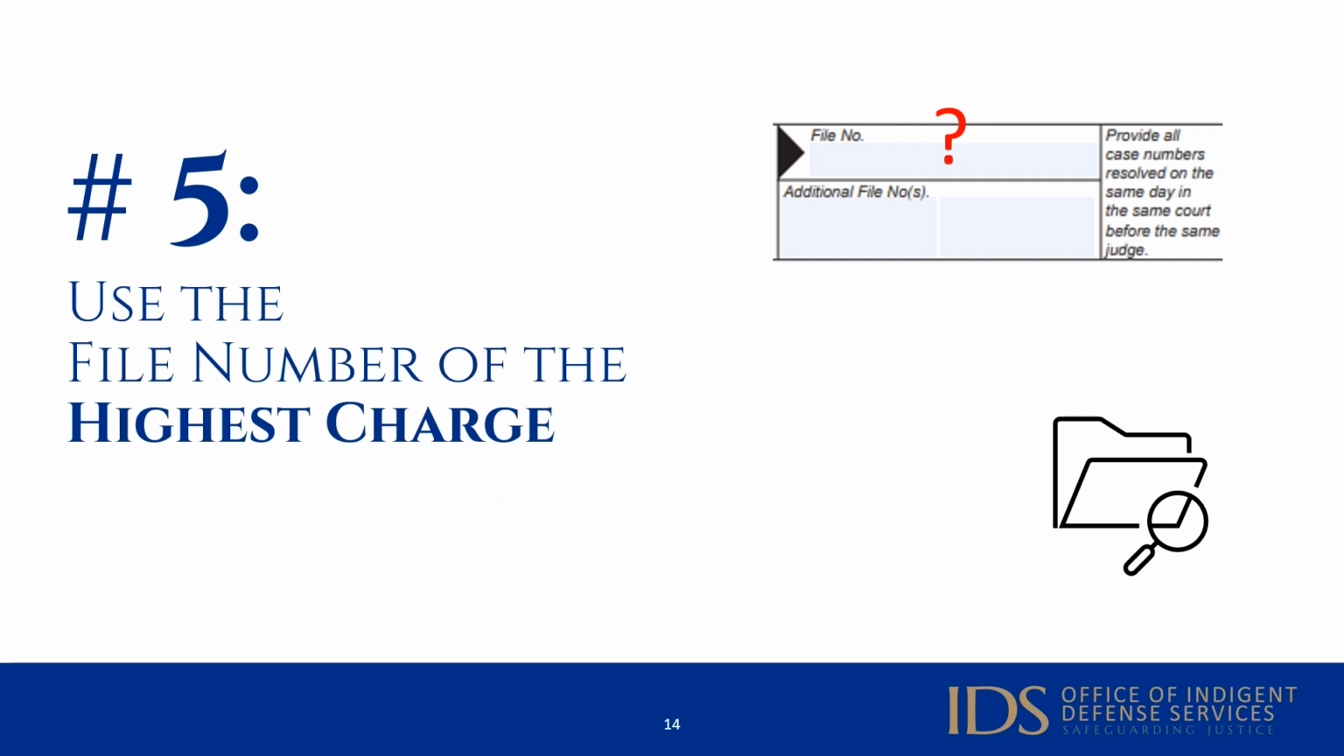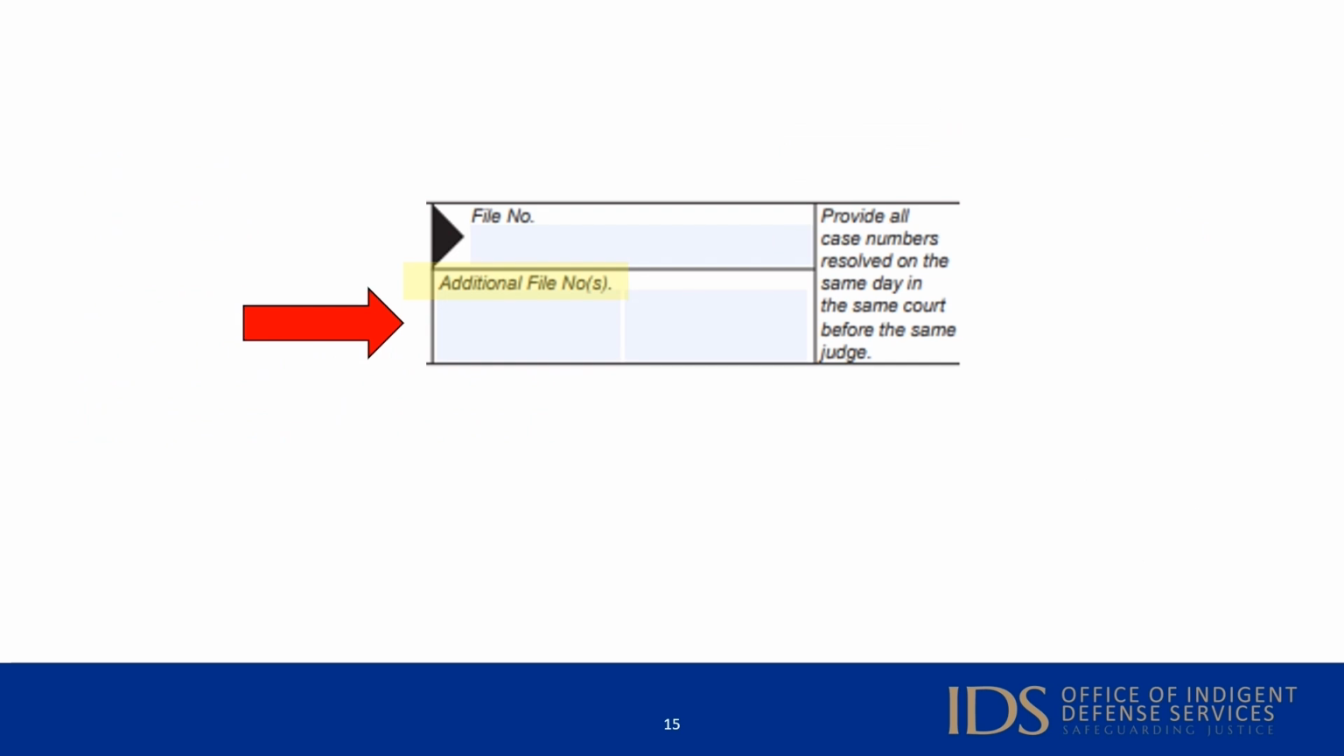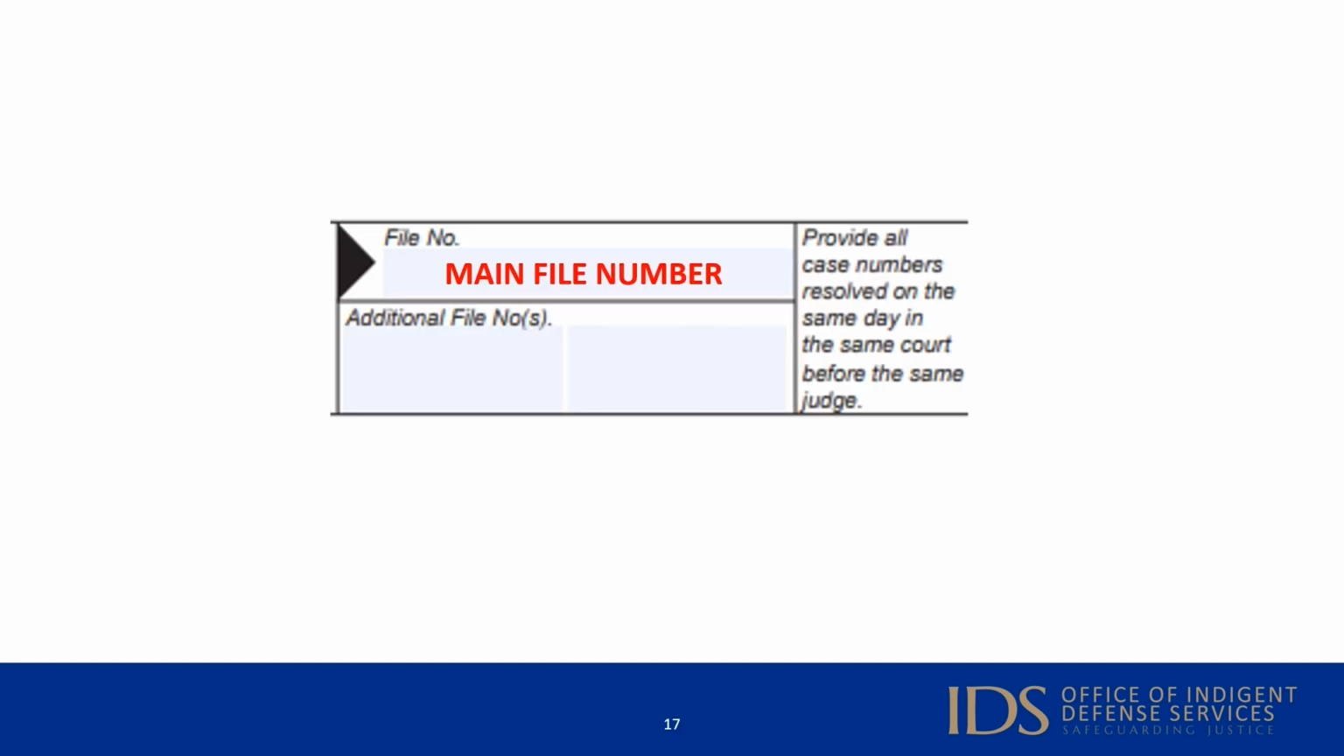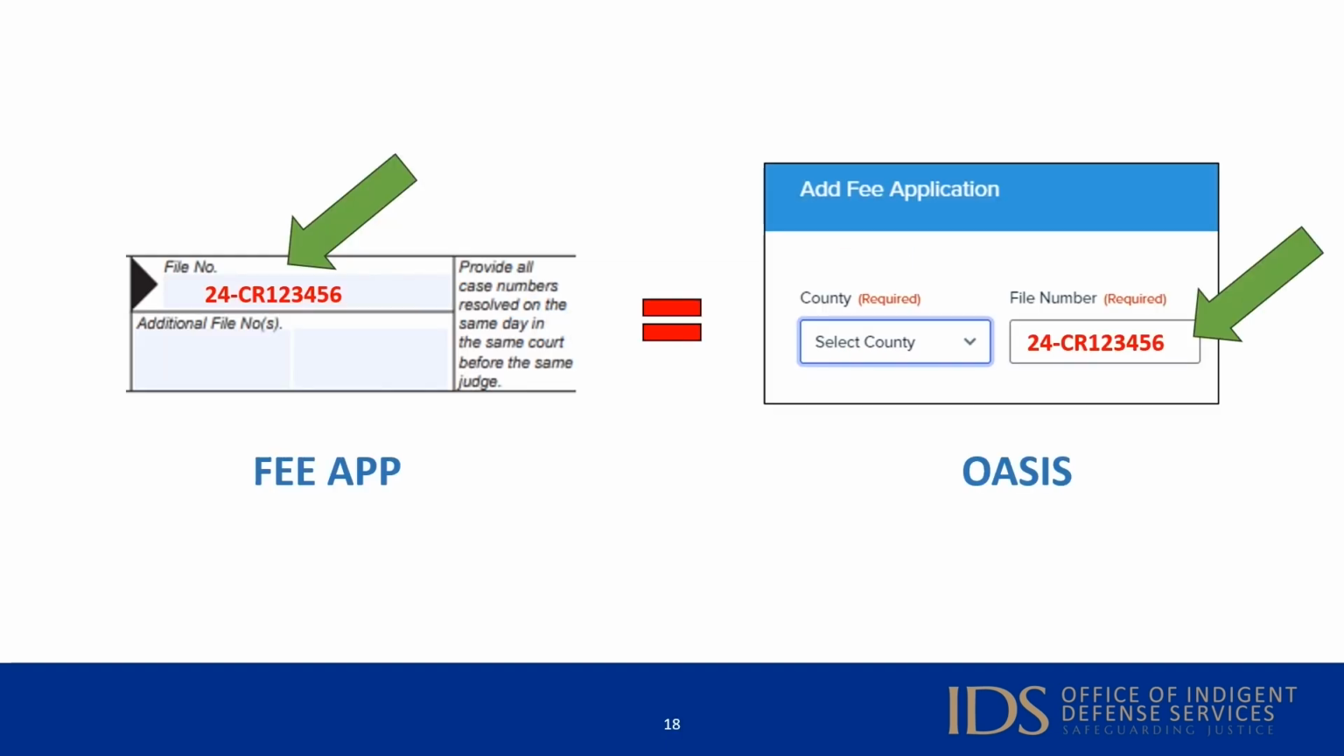And number 5, for cases with multiple file numbers. If there are additional file numbers, they should only be listed on the FIAP in the appropriate box. Keep in mind that OASIS is built for only one file number per case. The file number for the highest charge is required for OASIS, and the file number entered into OASIS must match the main file number on the FIAP. So be sure the file numbers for each are exactly the same.